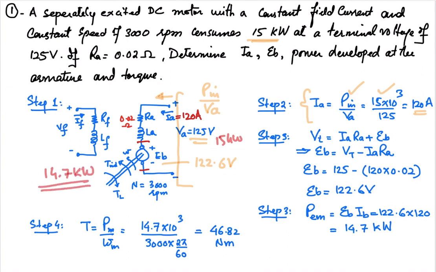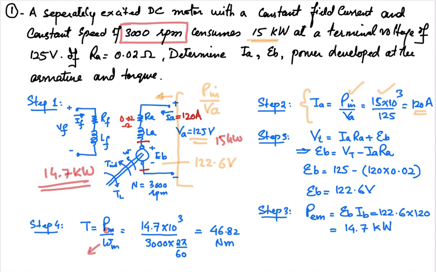Now we can determine the induced torque, the electromagnetic torque due to the electromagnetic power. That will be equal to the electromagnetic power divided by the speed of the machine, and the speed is given to us in RPM, 3000 RPM.